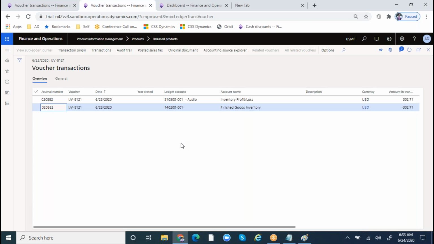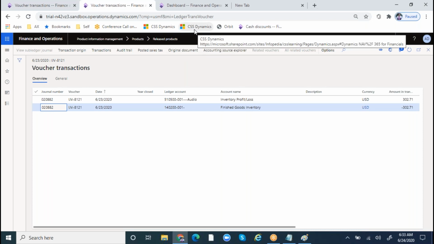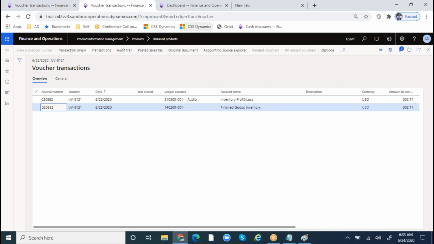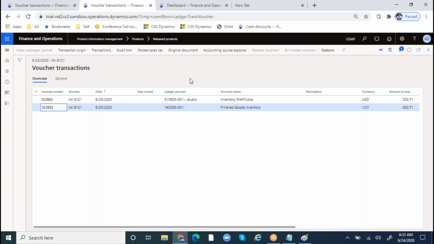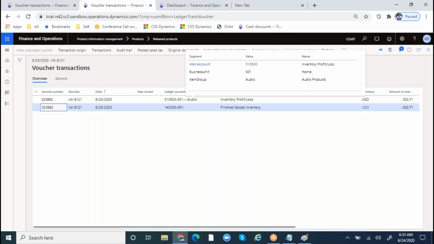510,500 is the main account, and 001 is some sub-ledger account. Yes, inventory profit and loss is the main account, but 001 is a different account. So what is that 001 account? I want to understand that. 001 is financial dimensions. If you click here, it will show business unit and item group. These are financial dimensions.